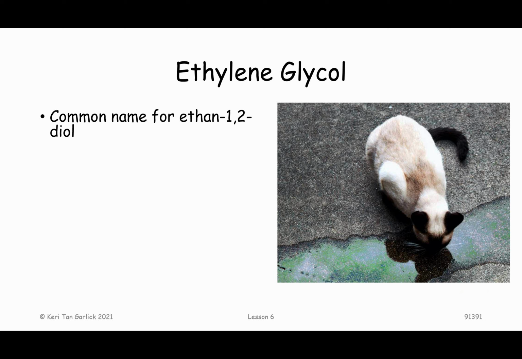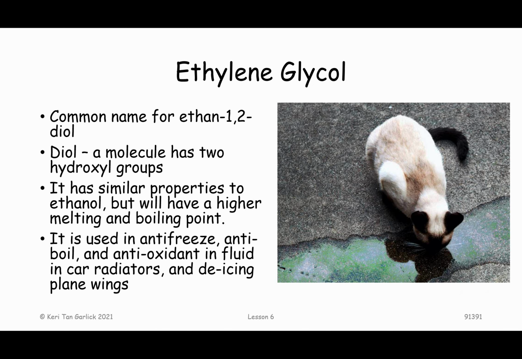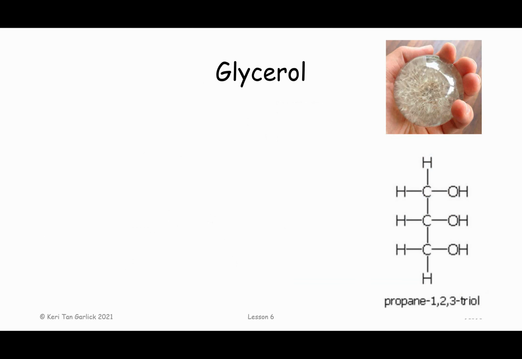alcohols. The first one being ethane-1,2-diol. Basically, it is 2 carbons in length, and each carbon has its own alcohol. These guys are similar to ethanol, but their melting point and boiling point are slightly higher, and that's because you have that extra hydroxyl group. And so this is then mixed into things such as antifreeze because it has that higher melting and boiling point. So we see this a lot in car radiators and when we de-ice wings.